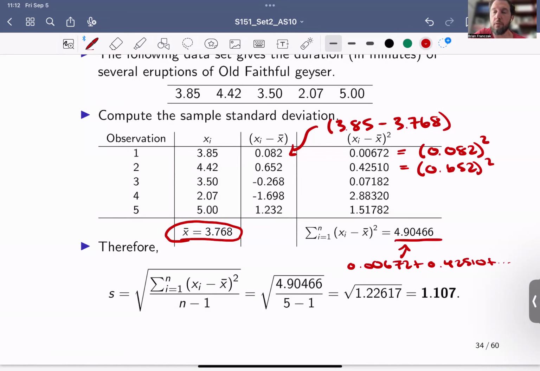Now, the last thing I have to do is plug into my formula. So S is the square root of the sum of those squared differences divided by n minus 1. So I have the square root of 4.90466 divided by 5 minus 1. That gives me the square root of 1.2617. Just again, for clarity, this is 4.90466 divided by 4. And then I take the square root of that, and I have 1.107. And this is how we use the sample standard deviation formula. Again, the sample standard deviation is a very common measure of spread, especially if we are going to use the sample mean as our measure of center.